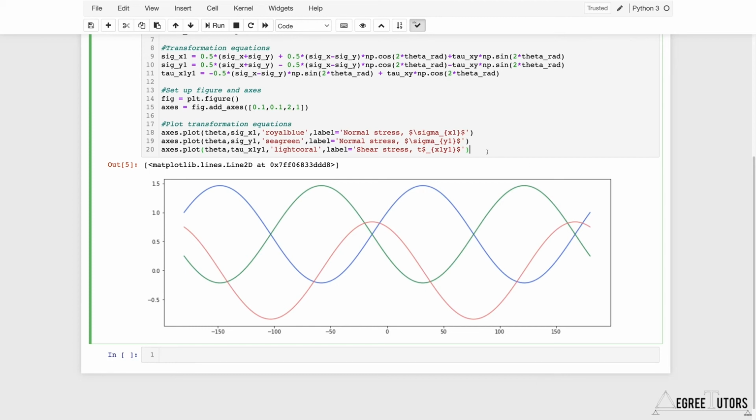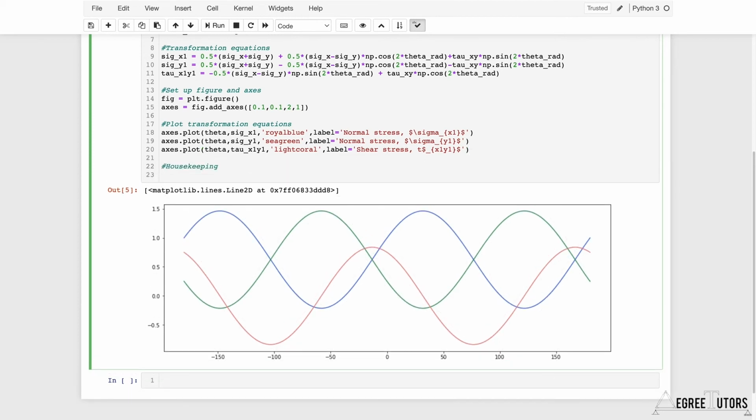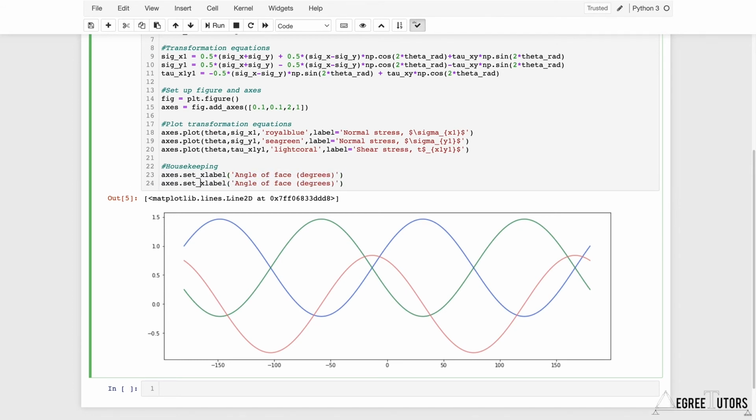Right, let's just do some housekeeping first of all. So we're going to set an x label. This is going to be the same for pretty much every plot we do. Axes dot set x label, and then our x label is going to be angle of face, and we'll just say that that's in degrees. Let's set a y label. This is going to be stress.